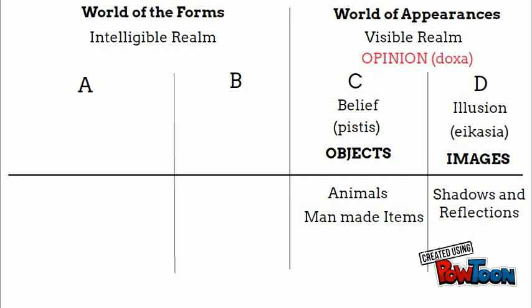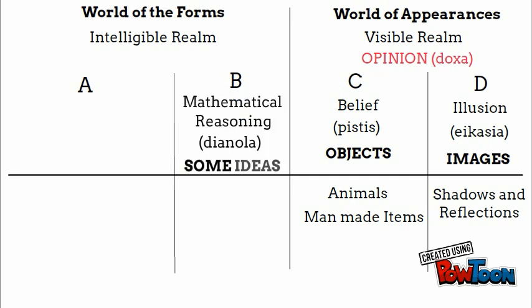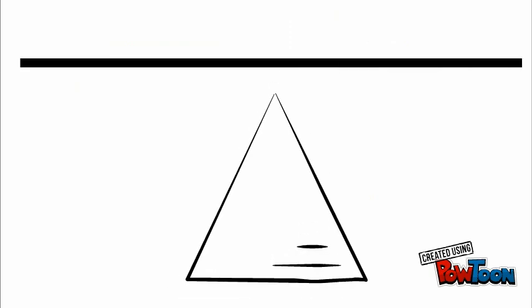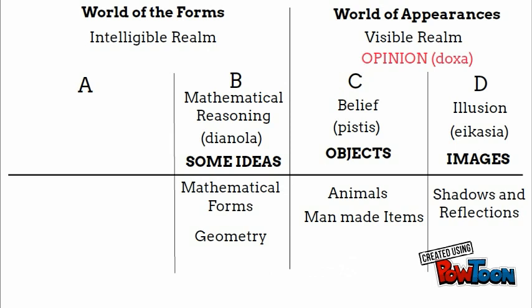Okay, so our visible realm is getting a little crowded, so let's move on into the intelligible realm. In section B, we have mathematical reasoning, dianoia, where some ideas are, mainly mathematical forms, so maths and geometry. Remember, Plato thinks that maths is one of the closest things to knowledge we can get in our world, and this is because when we think of concepts such as the perfect straight line or perfect equilateral triangle, we are accessing things that are impossible for us to experience in the physical world. And therefore, section B is above section C in our quest for truth and in the intelligible realm.